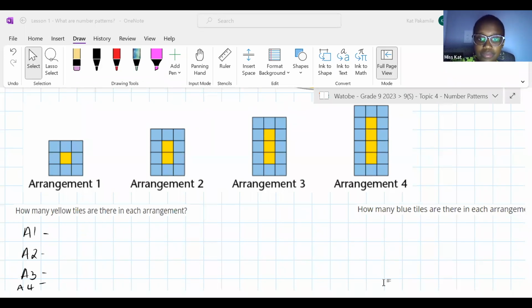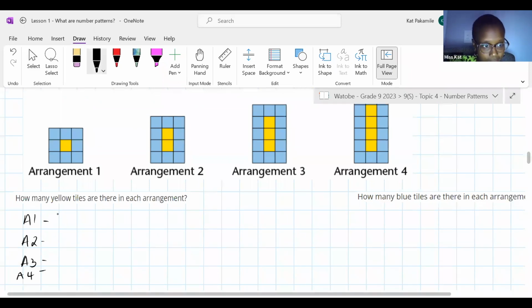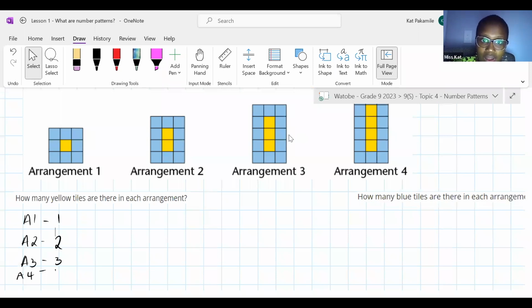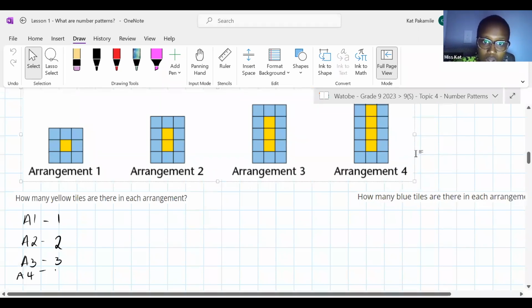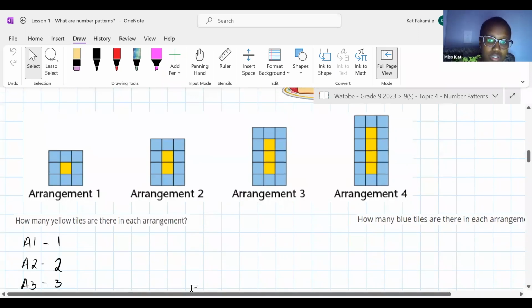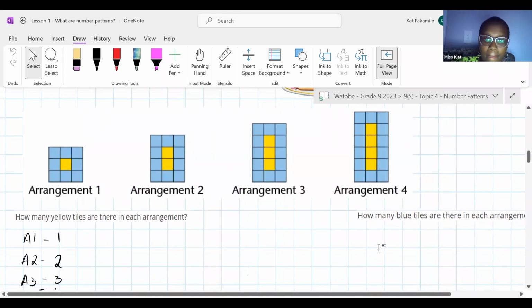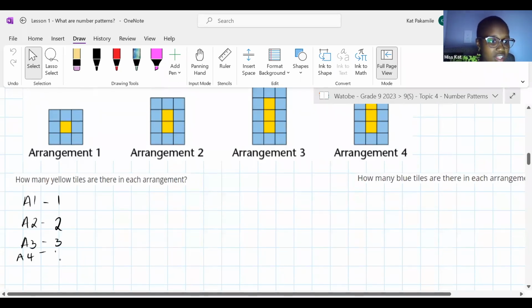For the yellow blocks, in arrangement 1, it's 1 block. Arrangement 2, it's 2 blocks. Arrangement 3, it's 3 blocks. And arrangement 4, it's 5 blocks. Are you sure? Count again. 4 blocks. So it's easy to find the yellow tiles, né?